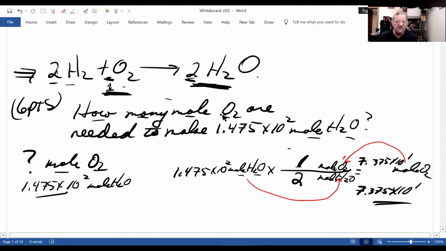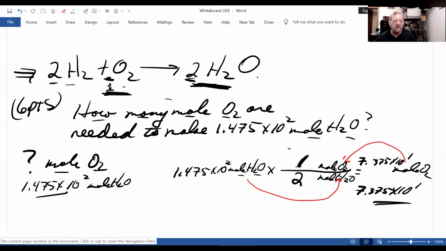And I wanted to review this because we'll be using it after the break for the three-part problem. Remember, the coefficients, that's the number in front of the molecules of a balanced chemical equation. When there's no number, it's 1. Those numbers tell you molar relationships. 2 moles of hydrogen react with 1 mole of oxygen to make 2 moles of water.